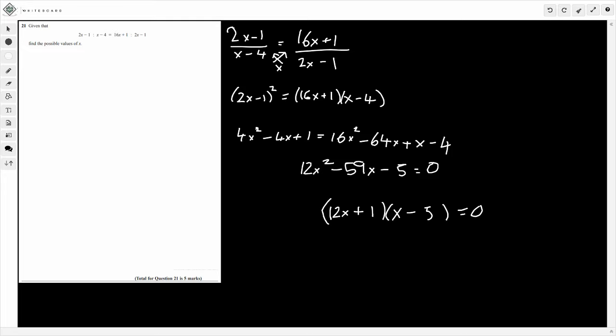Now we just need to take the root values. If 12x plus 1 is equal to 0, that means x is going to be equal to minus 1/12, or x is equal to 5. And that's it for 5 marks. Question done.